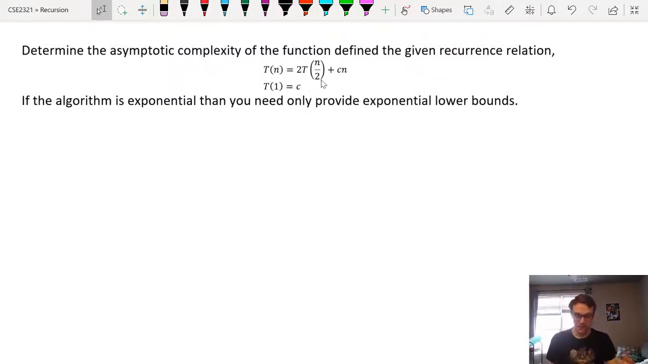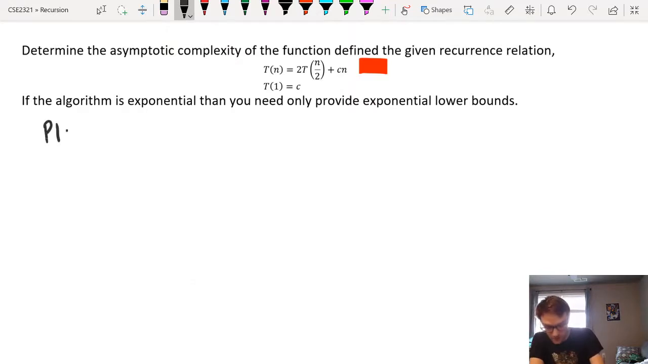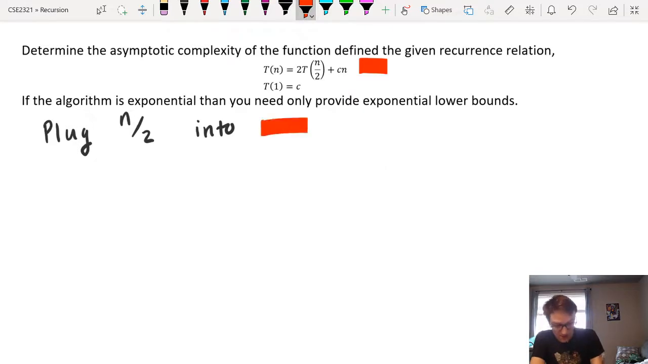Here we have another divide and conquer type recurrence, and let's just jump right into it. We're going to do the exact same technique we've been using several times by now. We're going to plug whatever appears inside of t on the right hand side, which in this case is n over 2, back into the equation, which I've, again, like we've done every other time, designated with a red bar.